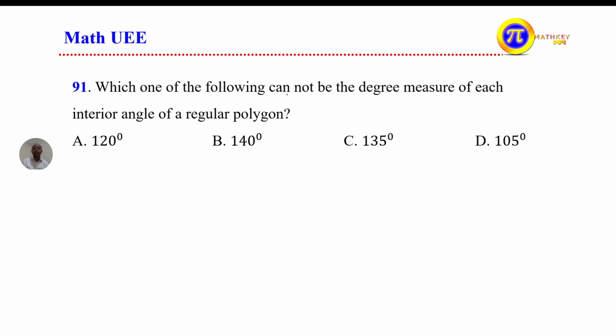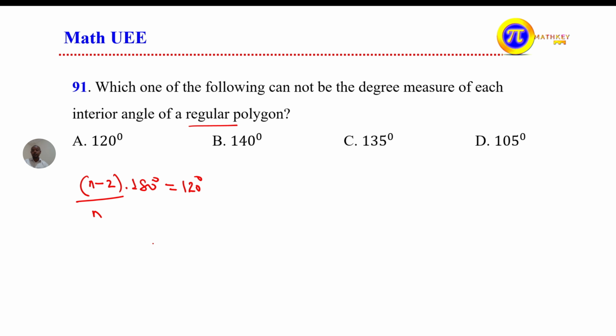Which one of the following cannot be the degree measure of each interior angle of a regular polygon? This means each interior angle of the regular polygon becomes (n minus 2) times 180 divided by n. This must be equal to the given value to satisfy. For instance, we consider the first one, 120 degrees.